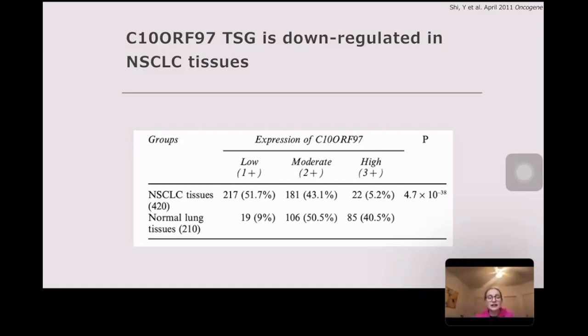And this study looked at tissue samples of patients with non-small cell lung cancer and patients with normal lung tissues. And as we can see here, the expression of C10ORF97 is lower in more of the non-small cell lung tissue samples than normal lung tissue samples, which indicates a downregulation of the C10ORF97 in the non-small cell lung cancer samples. However, the reason why the expression of this TSG seems to be lower in patients with the cancer is currently unknown.